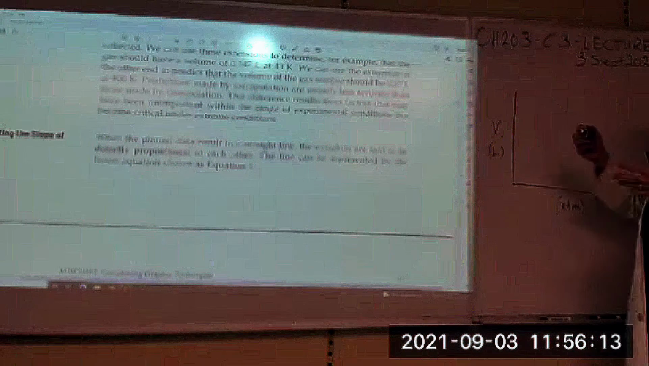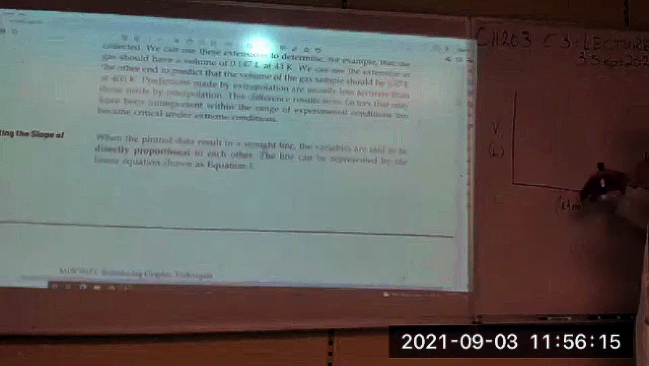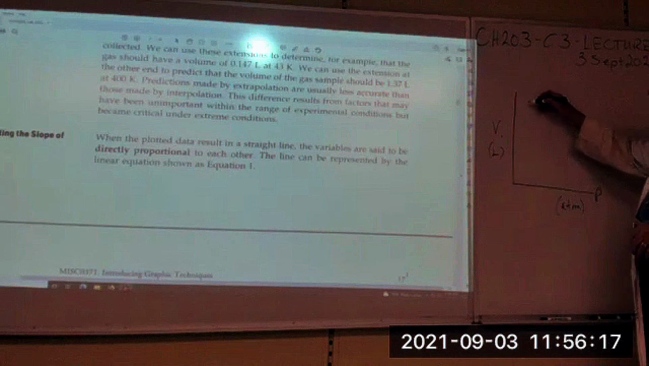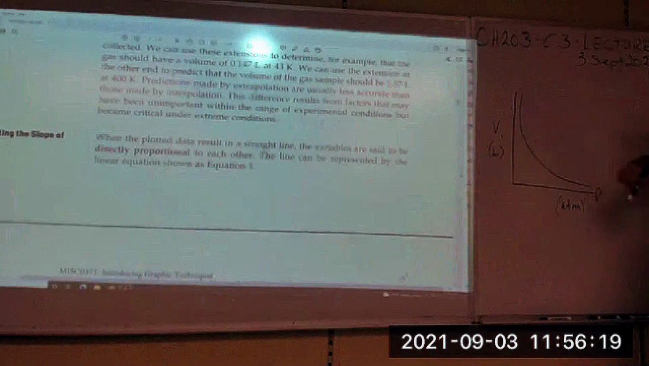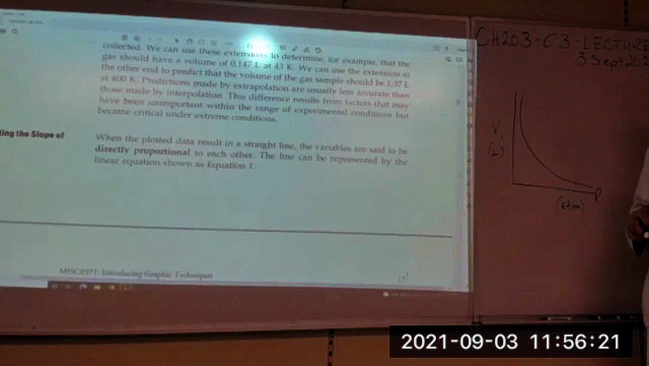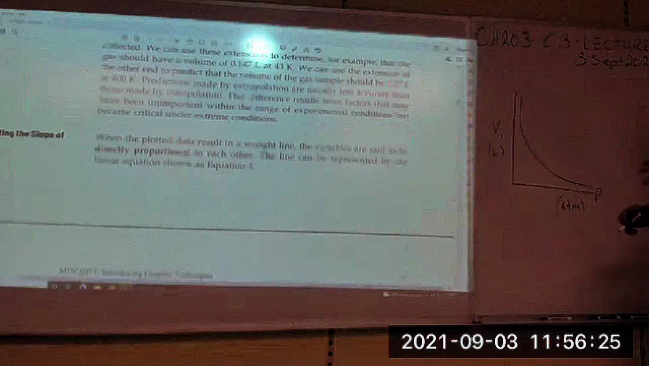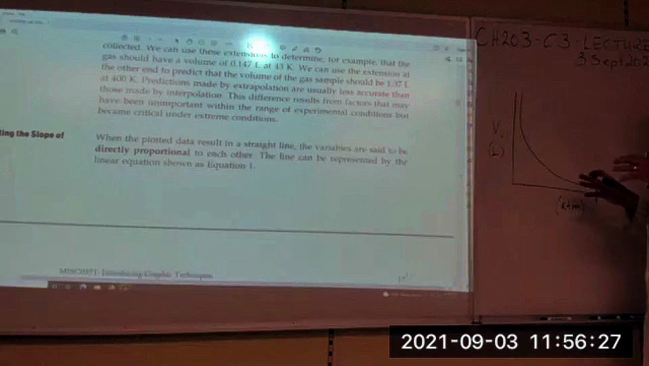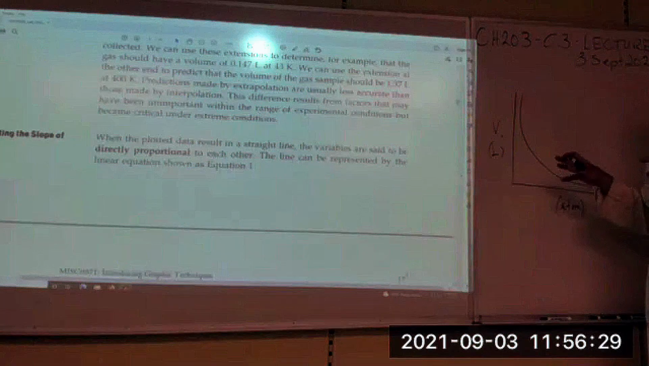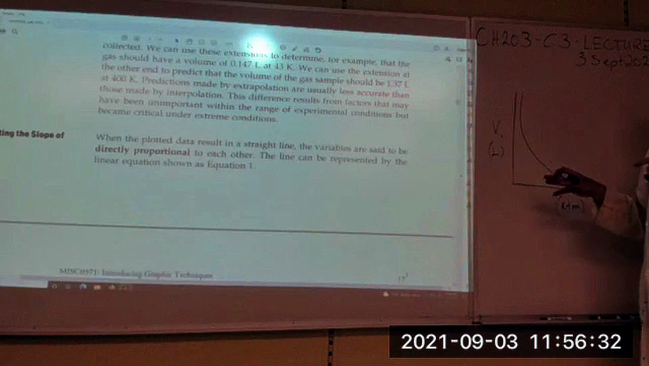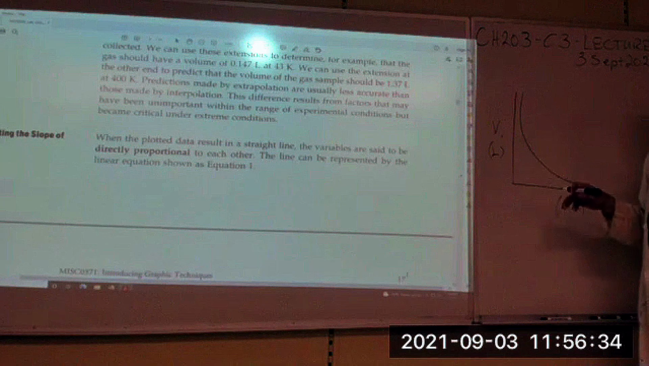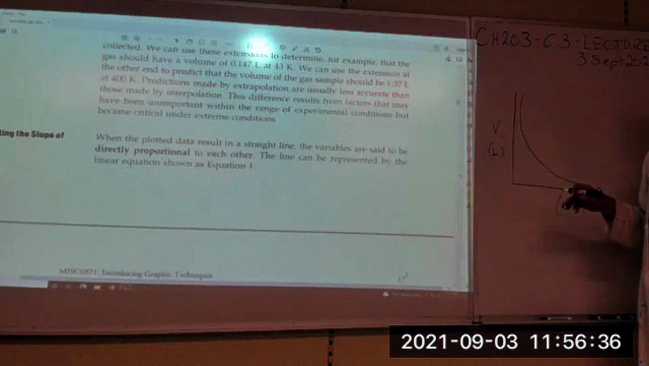And if you plot that, you find that as the pressure increases, the volume decreases. And Boyle's law will look like this, a hyperbola. Okay? Now, you don't have to remember that right now. The point I'm making is you can transform that data into a straight line because scientists don't like curves if we can avoid them.